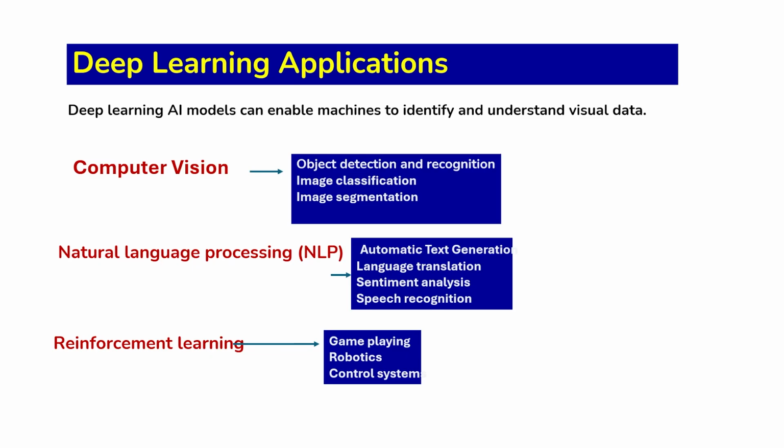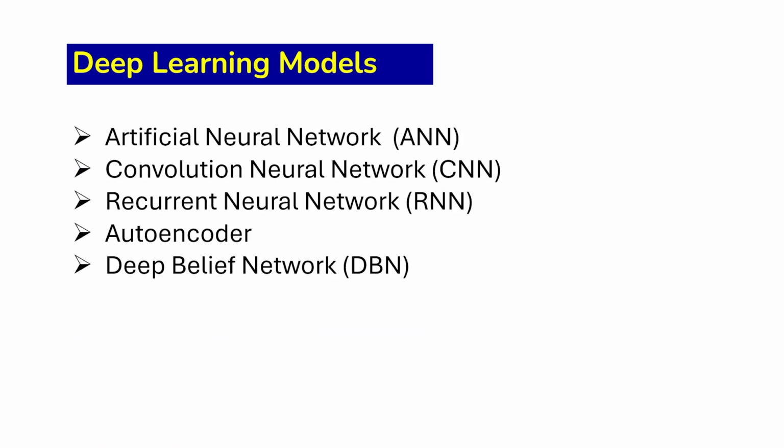So, what are the applications? First is computer vision, object detection, recognition, image classification, image segmentation. Secondly, natural language processing like automated text generation, language translation, sentiment analysis, speech recognition. Reinforcement learning is used in gaming or robotics, control systems. Everywhere, it can be done extensively. What are the different models we use? Lots of models, all are based on neural networks: artificial neural networks, convolutional neural networks, recurrent neural networks, autoencoders, deep belief networks. There are many such models which we will discuss one by one.